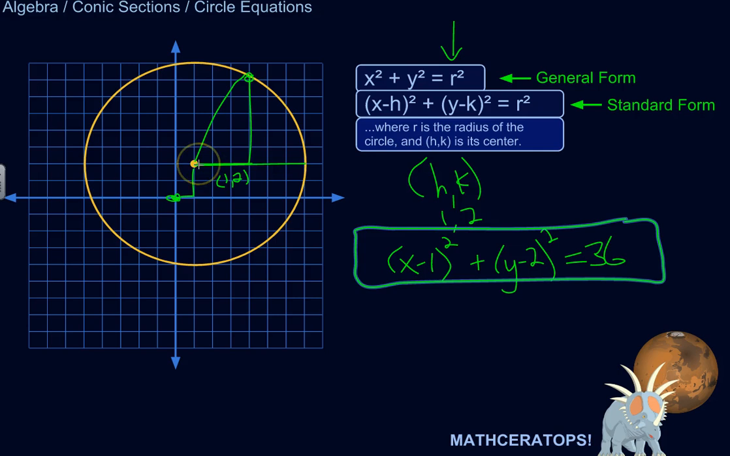So this particular circle here would be x minus 1 squared plus y minus 2 squared equals 36. Now, if it were centered on the origin, the equation for it would be x squared plus y squared equals 36. But it's not, hence we had to shift it. Alright, so that's the general form and standard form equation for a circle.